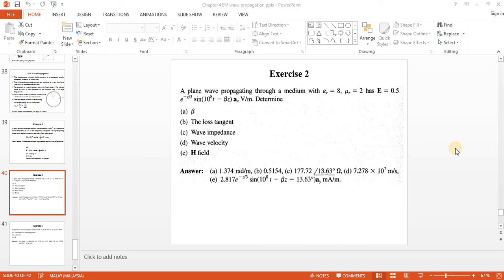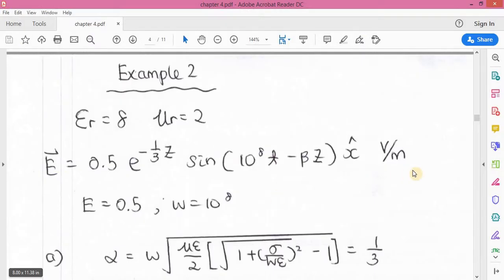Next we move on to exercise 2. So for this exercise 2, you have a plane wave propagating through a medium with epsilon r = 8 and mu r equal to 2, and the equation for the electric field is represented by this. So you have to find beta, the loss tangent, the wave impedance, the wave velocity, and also the equation for the magnetic field. Okay, so we can look at the solutions.